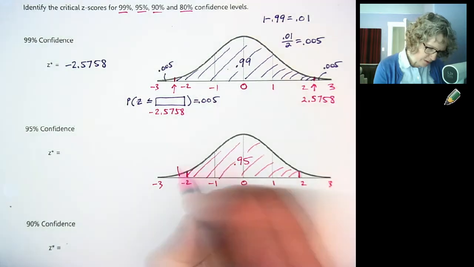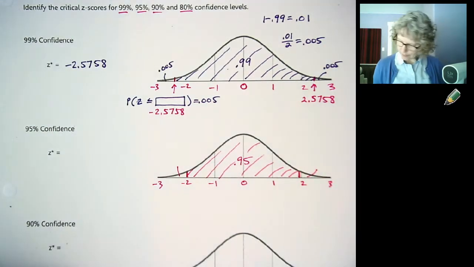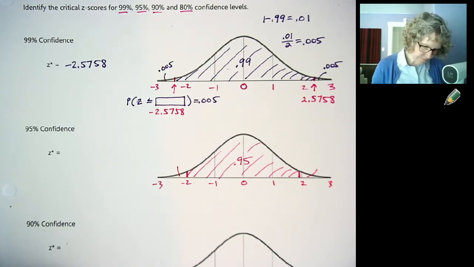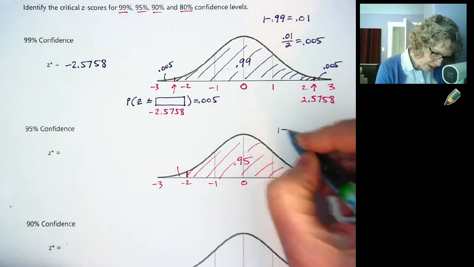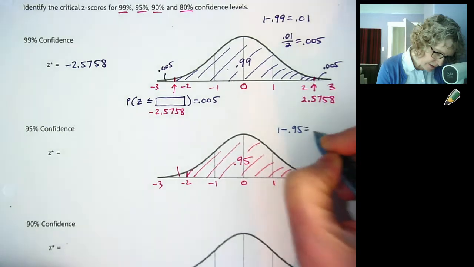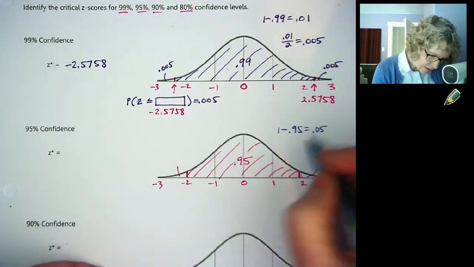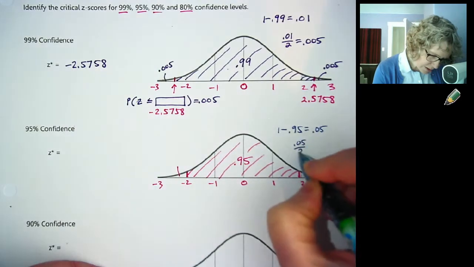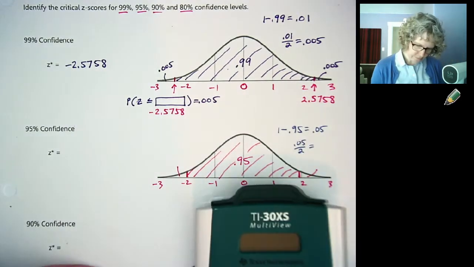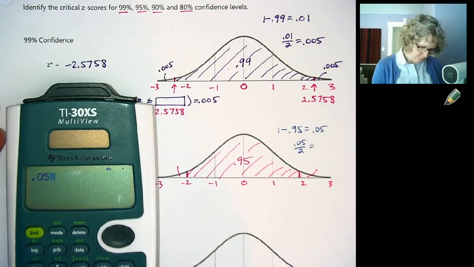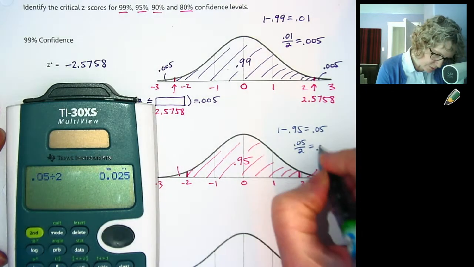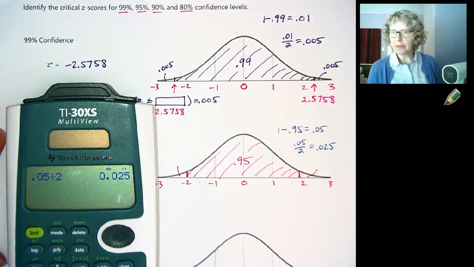Okay, can you find these numbers right here? Different color. So if we do 1 minus 0.95, that's 0.05. And 0.05 divided by 2 is 0.025. 0.025, 2.5%, makes sense.